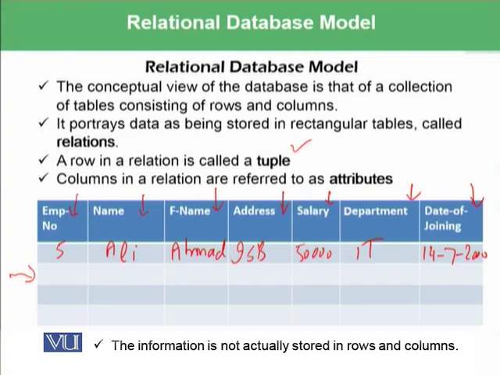Each column is called an attribute, and sometimes they are also called fields. So here we have 1, 2, 3, 4, 5, 6, 7 attributes, and we have stored one row at the moment in this relation. You must also remember that information is not actually stored in rows and columns. It is again stored in memory as a linear data structure.